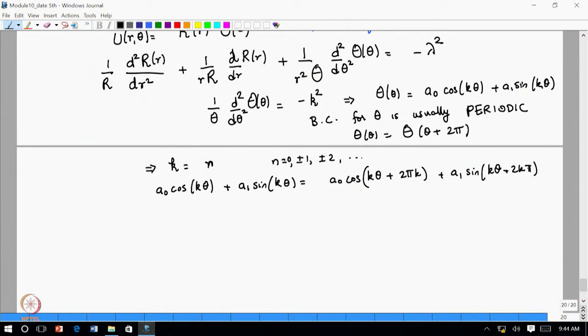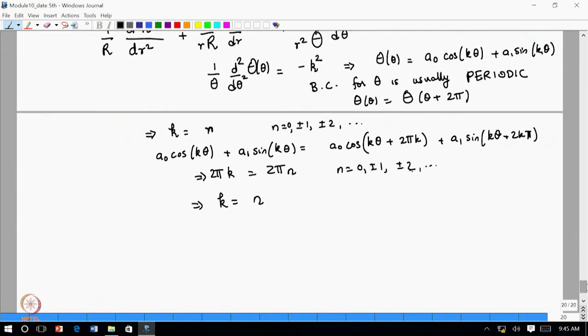2 k pi. Okay. So, if these two have to be equal, and if you say each of the cosine and sine terms have to be equal, so this implies that 2 pi k should be equal to 2 pi n, where n is an integer, and so on. So, this implies k is equal to n. Okay. So, this is what we said. So, the theta part is done.